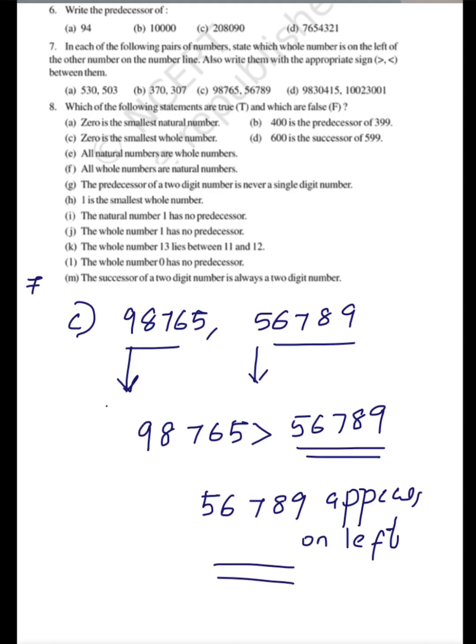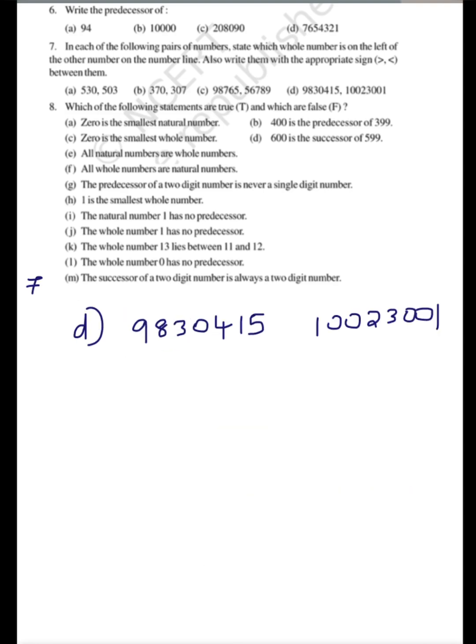Okay, now let's see D. So let's count the number of digits in each case. 1, 2, 3, 4, 5, 6, 7. 7 digits. Now in this case 1, 2, 3, 4, 5, 6, 7, 8. Here 8 digits are there. That means which number will be greater? The 8 digit number will be greater. So this will be greater.